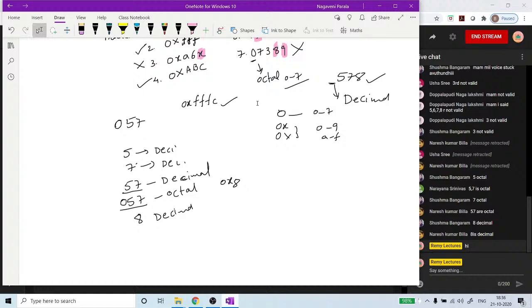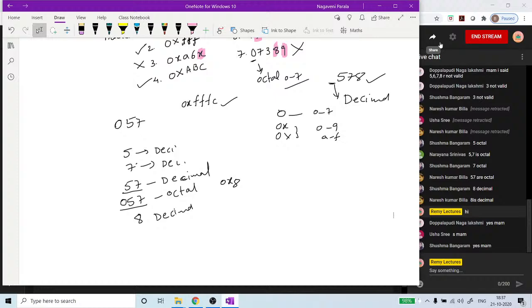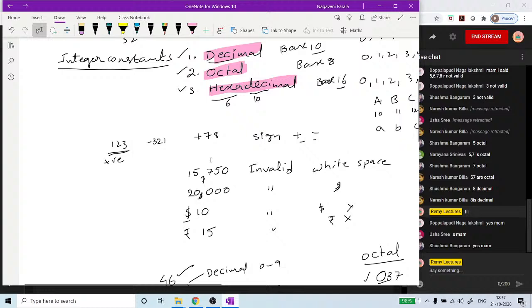Yes, we will go for the next concept. Suppose if you are not able to get anything, like if anything is stuck or something, you can type in the chat or you can put a message to me so that I can understand that. Yes, so next one is real constants. So now we have seen only integer constants. Integer constants are three types. And now we are going to discuss about real constants.